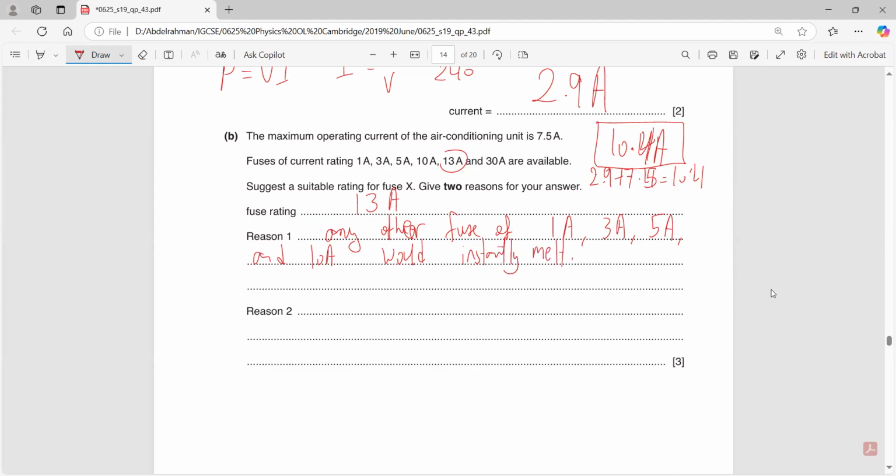Okay, they would all melt. Another reason why I didn't choose the 30 ampere fuse? It is too high. The components would be damaged before the fuse melts. The 30 ampere fuse is too high; the components would be damaged before it melts.